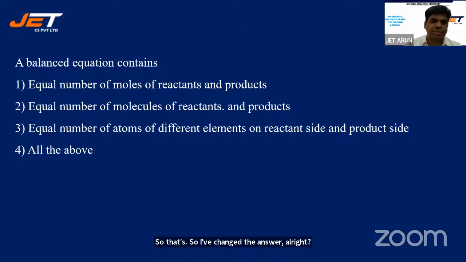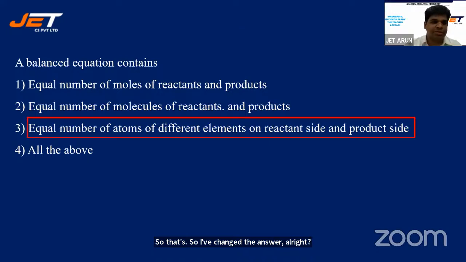All right, let me reveal the key, students. It's number of atoms. That is what we saw, that is the rule we saw. Right? Number of atoms have to be the same on both the sides, not the molecules. Molecules could be a different number, but atoms have to be the same. That's the law of conservation of mass. All right. Let's go for the next one.